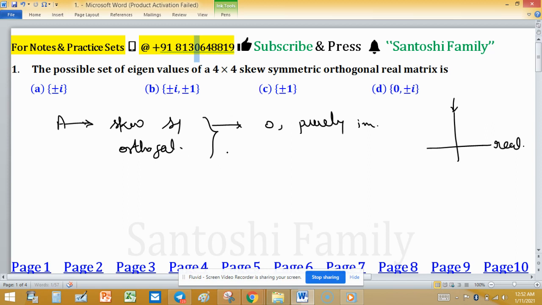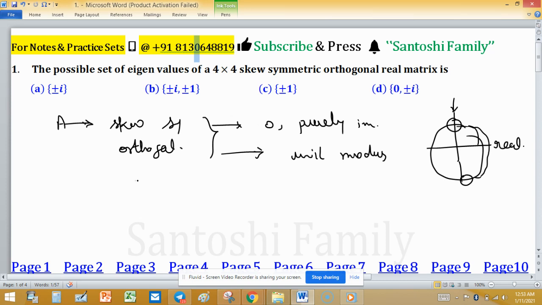An orthogonal matrix has eigenvalues of unit modulus. It means they lie on the boundary of the circle, the circumference, the locus of all these points, which is the circle we normally know. So these two points, this point and this point, will be eigenvalues of matrix A.